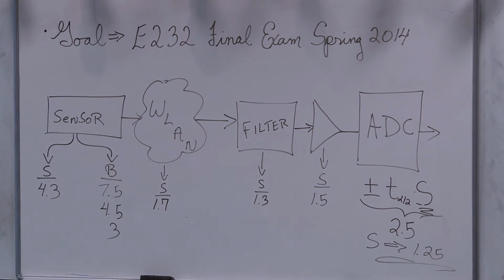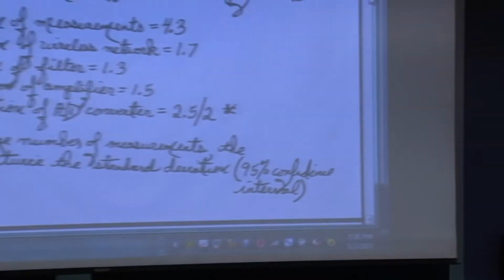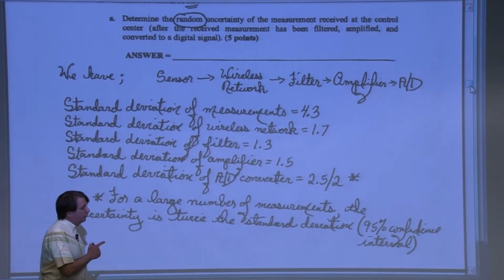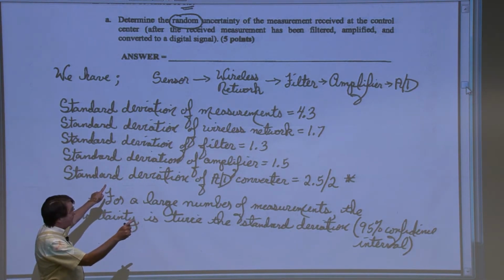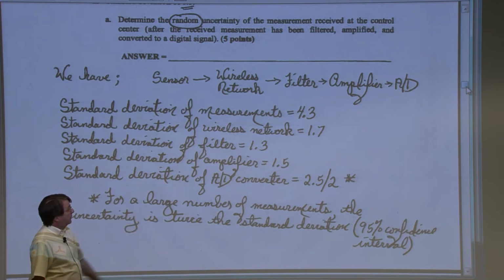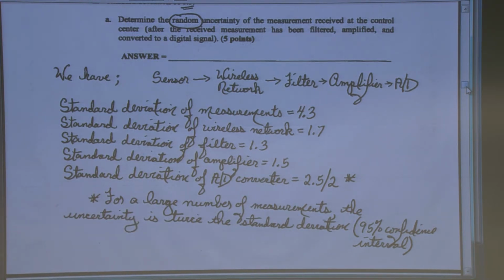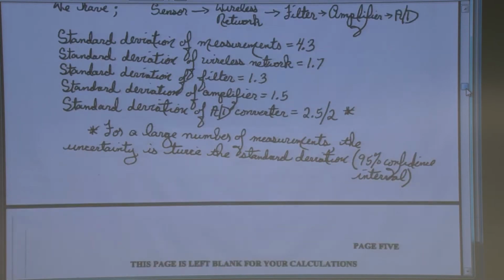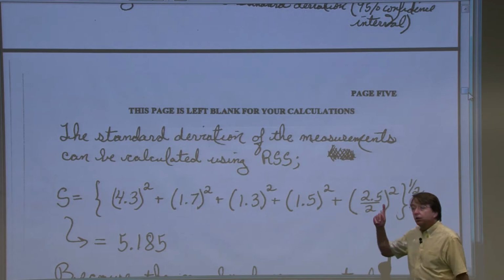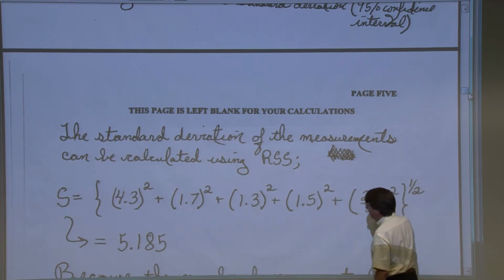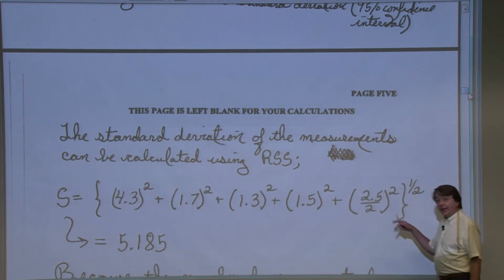All right? Now, I think we've done all the hard work. It's now just an RSS. So I think I have all the numbers, right? Standard deviation of the sensor, 4.3. Wireless LAN, 1.7. The filter, 1.3. The amplifier, 1.5. And this becomes 1.25. Now, what do we do to get the total random uncertainty? Well, the first thing we do is, now that everything is in standard deviation, we take all the S's that we have on the board here, and we now add them up using RSS. So we square, sum, take the square root.